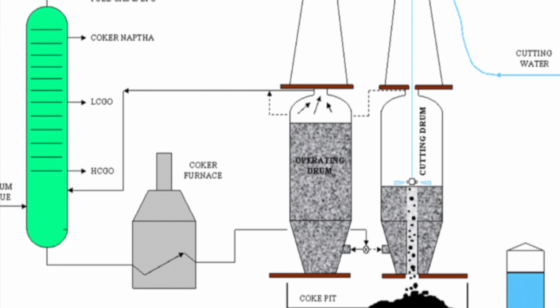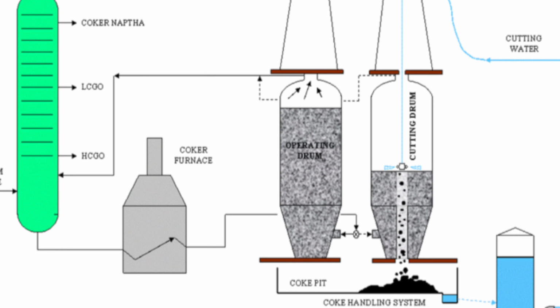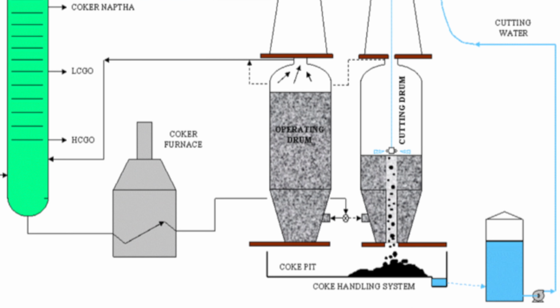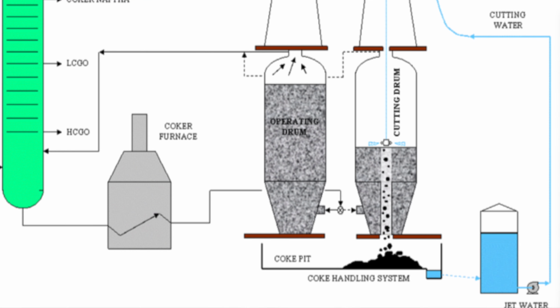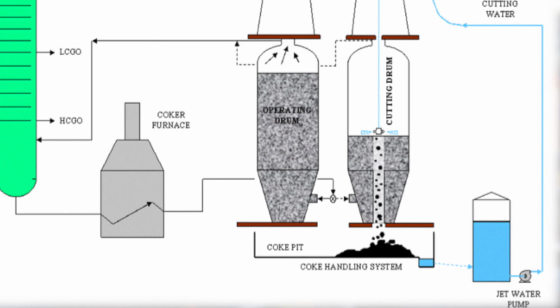Next, in the operating coke drum, the material from the coker furnace is injected into the bottom and is further cracked into gaseous products and petroleum coke that solidifies in the drum. After coking, the coke drum is full of coke and it is then removed using water jets.